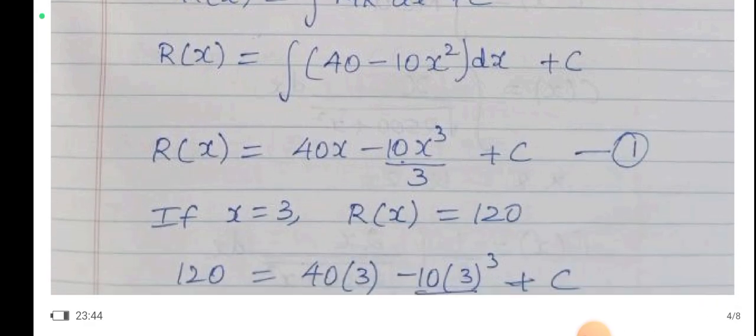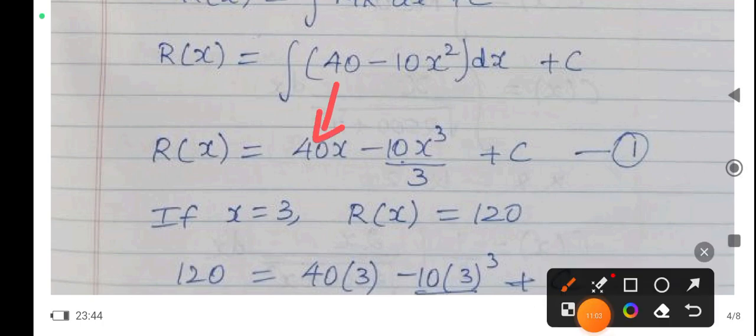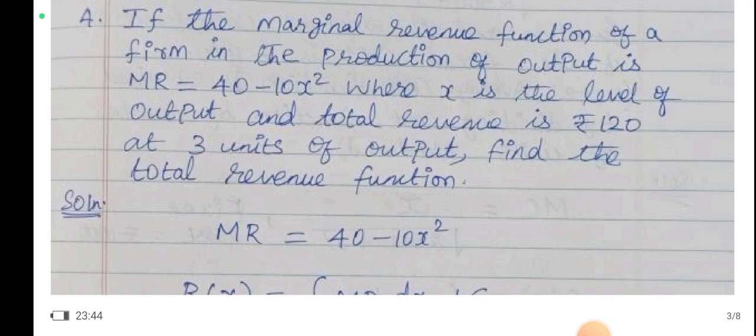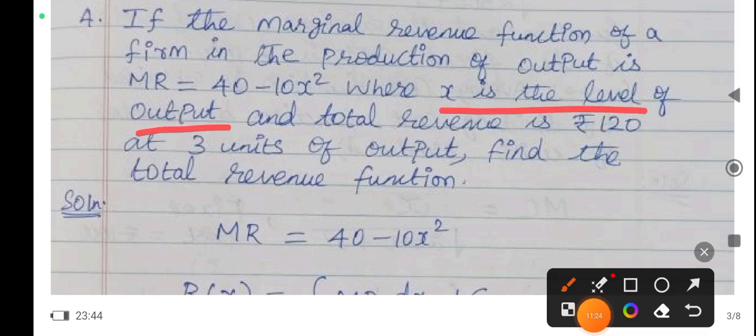Constant integration, I hope you all remember, children. 40 integration is 40x. Then minus 10, x square integration is x cube by 3, plus c. Then they have said x equal to 3. Where, sir, did they say x equal to 3? Now see the question. They said at 3 units of the output. Output is nothing but x. They themselves said very clearly, x is the level of output.